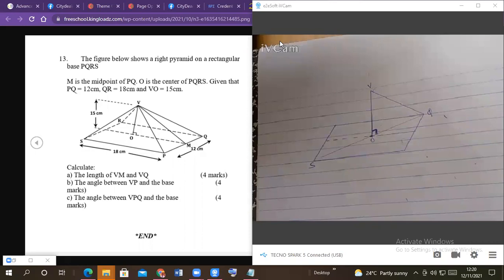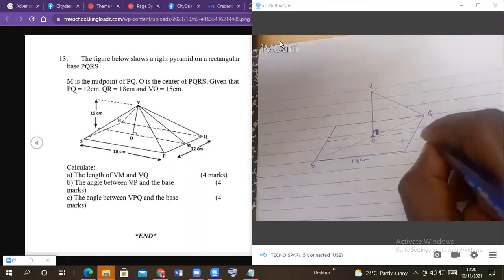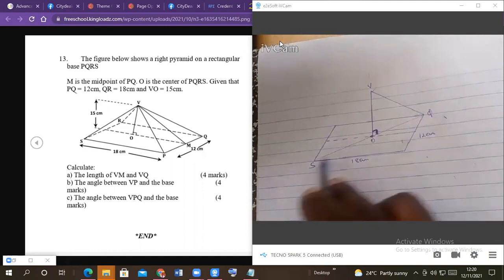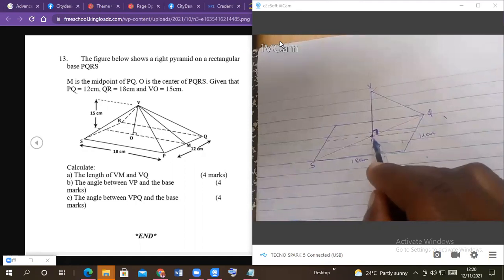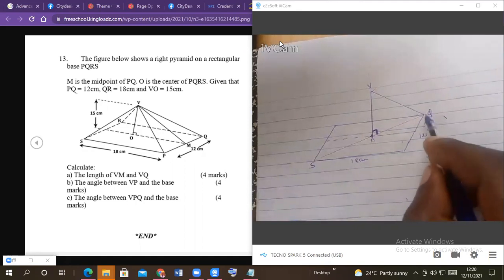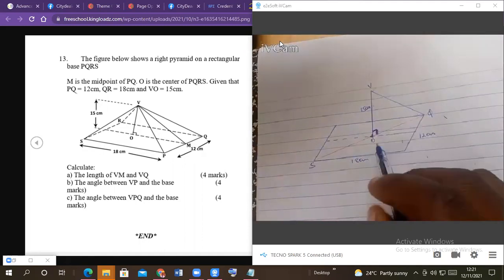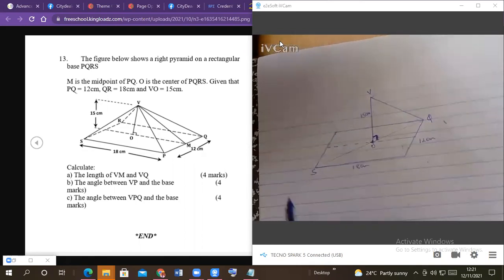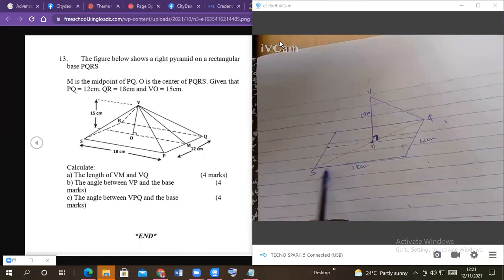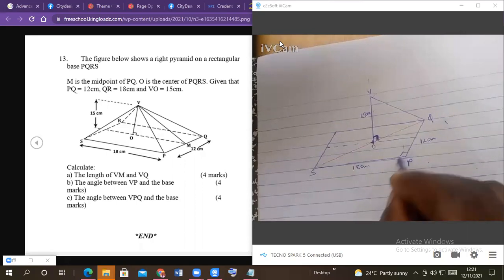Now, the alternative I'm telling you is that if you want to do this, then you have to first find the diagonal SQ. Then half of that diagonal you get OQ, which will be here. Remember that our height is 15 centimeters. How do you find the diagonal SQ? First consider this triangle which is here. That's the good thing with 3 dimension. You must be able to look at every point.